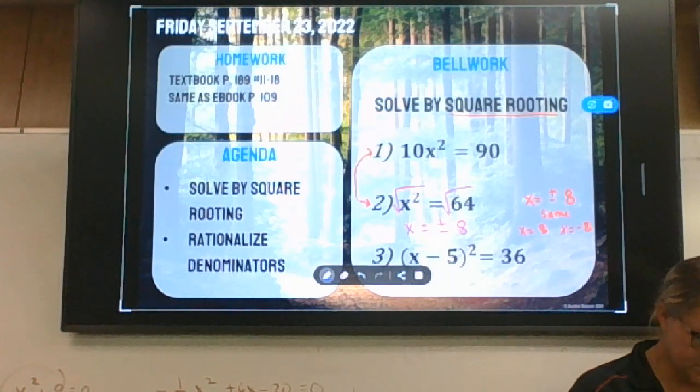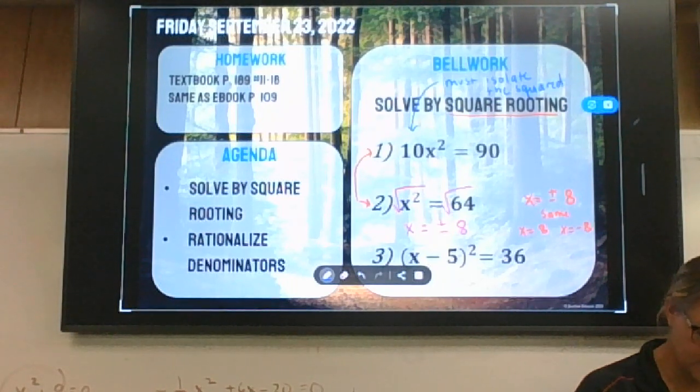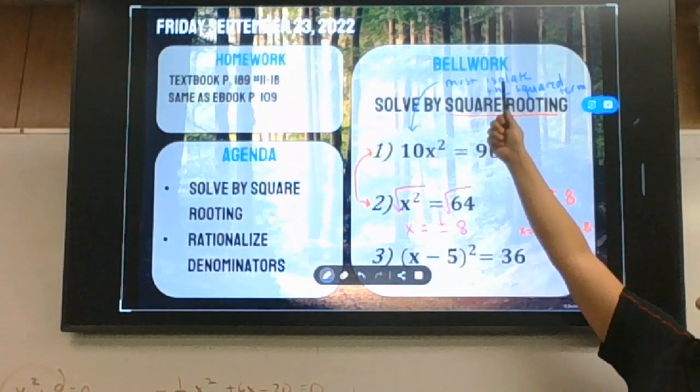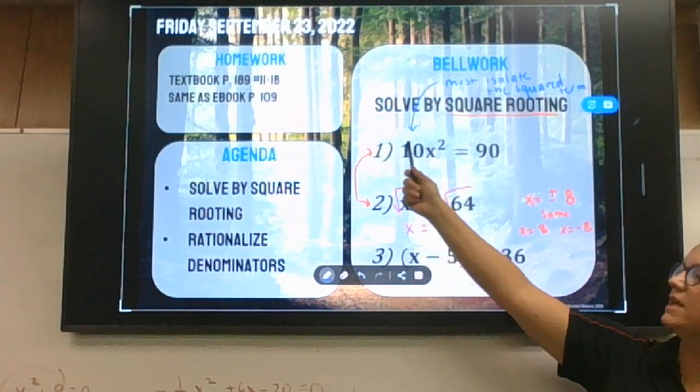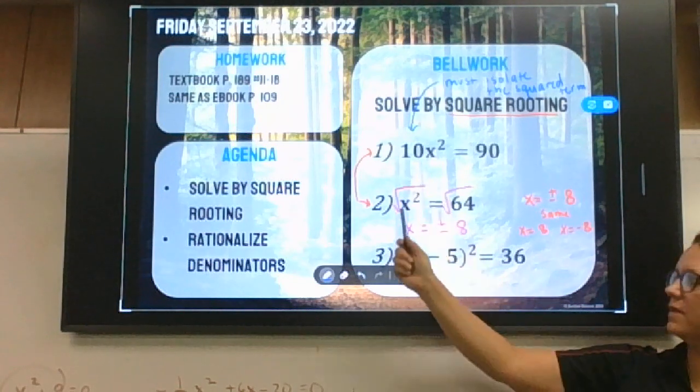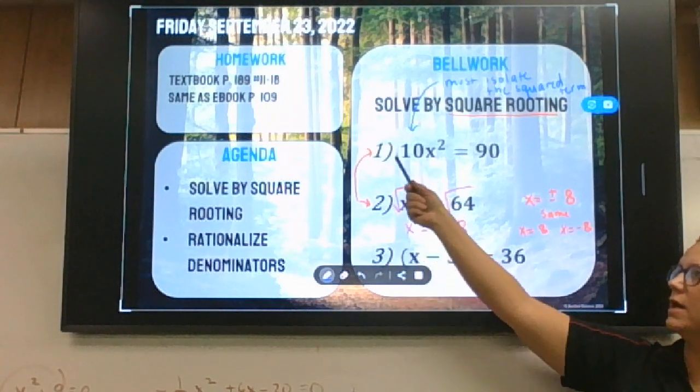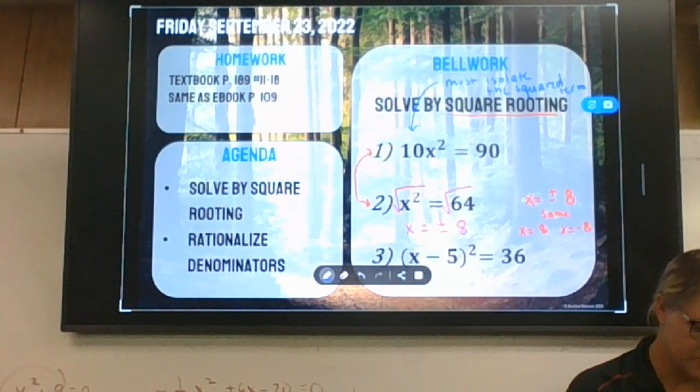Okay, so number 1 is trickier because of this 10. So I want to make a note here. You have to isolate the squared term. So the 10 is like crowding the x squared. So I can't put a square root bar up over here. I would divide both sides by 10 first.